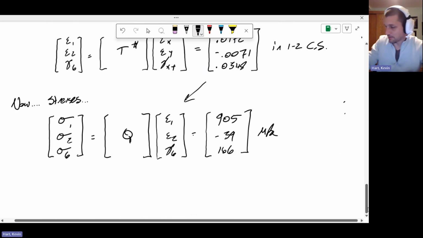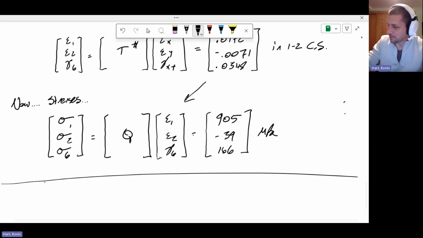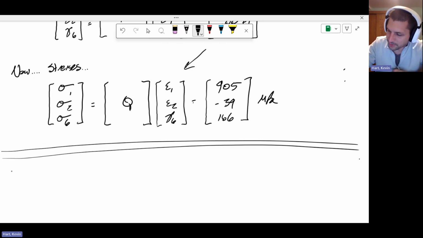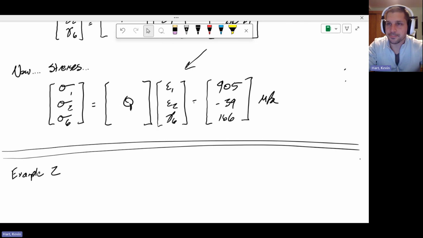Example number 2, and this came from a previous final, so it's a very representative question. Let's look at example 2, which is actually an example from the notes itself. So let's pull that in here.